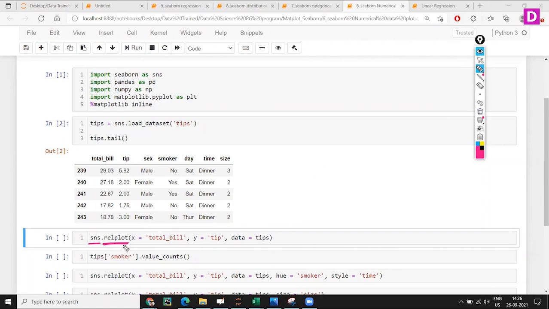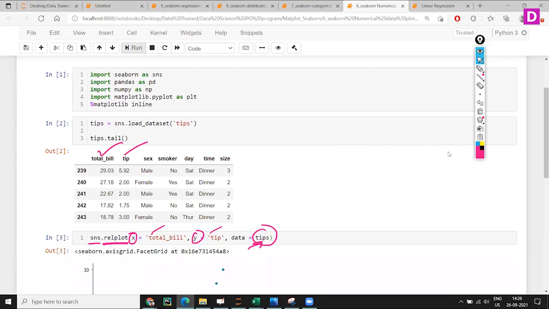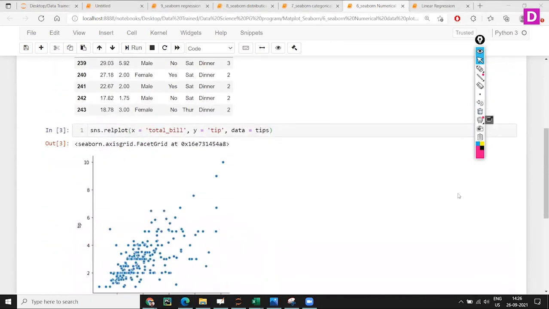Whenever I plot a rel plot, I'm trying to find the relation. When I try to find the relation, I need at least 2 variables of data. So I'm taking X as total bill, Y as tip, and I'm going to pass the whole data set. So in this data set, take X and Y and plot it. Okay, so let's look into this.